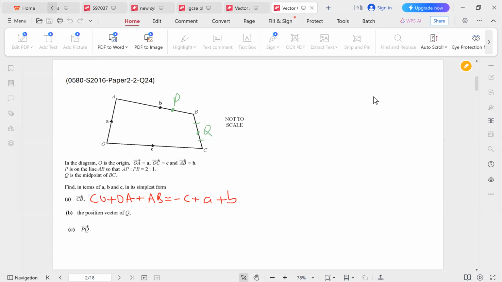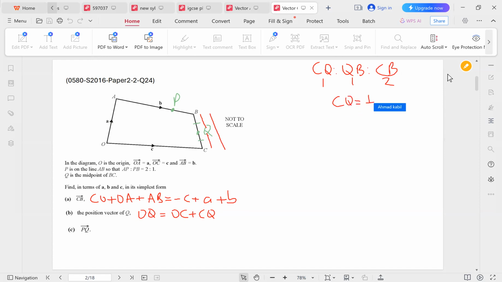Next, we want to find the position vector of Q. So this would be OQ, and this would equal OC plus CQ. Now we need to get CQ, so we need to utilize the idea of the ratio. So we have a segment and a segment and a big segment, the total. So we can write CQ, QB, and CB. Since these are equal, we write them as 1 to 1, and CB is the total, so it's 2. And then we are interested in CQ, so we can write CQ as half of CB.